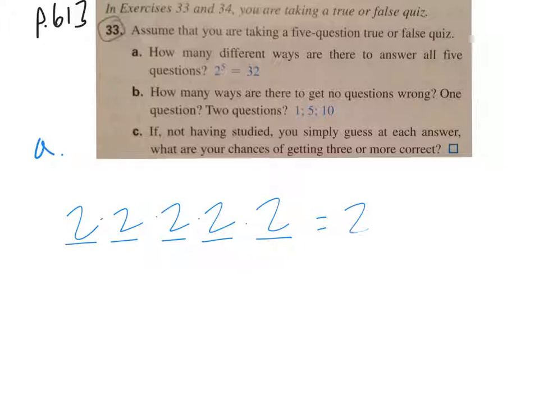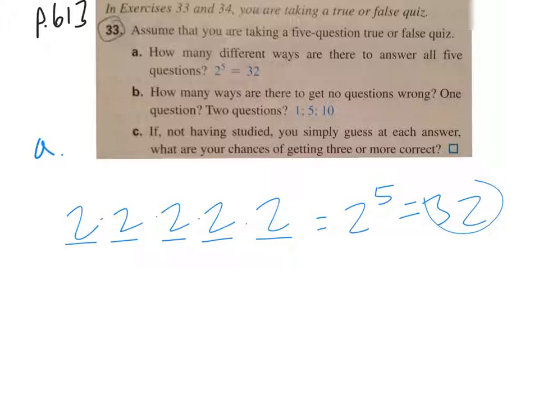Part A says, how many different ways are there to answer all 5 questions? This is a straightforward slot method problem because, like I said, 5 questions means 5 slots, and in each slot you have 2 different options, true or false. So by the fundamental counting principle, we'll multiply them all together to get 2 to the 5th, or 32.